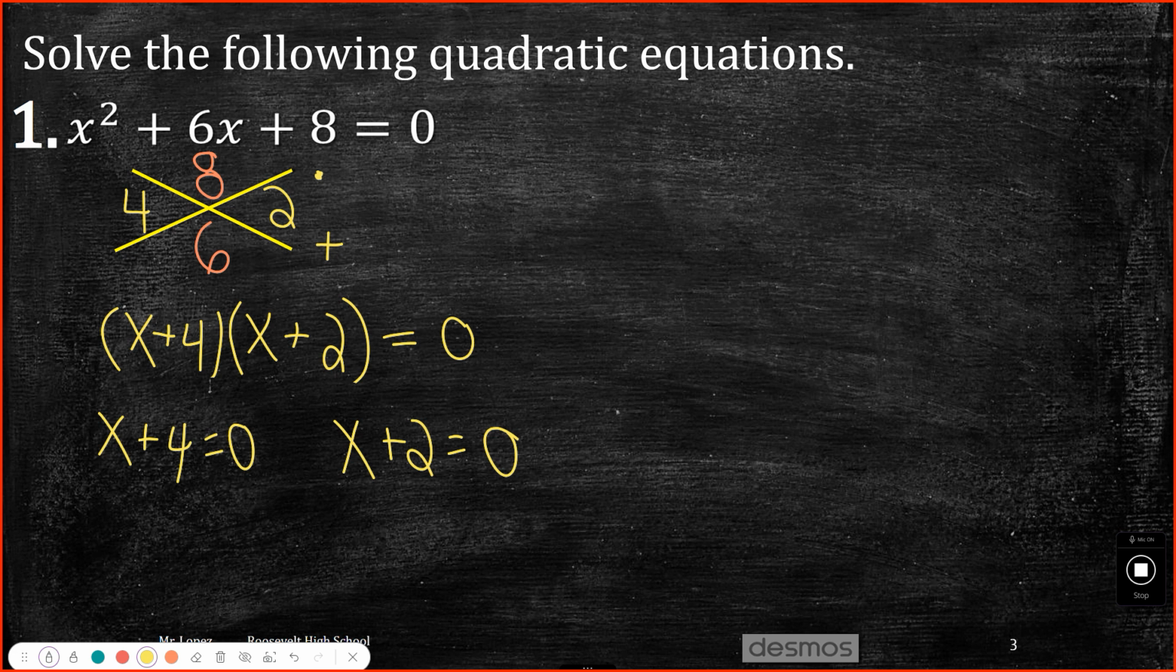So we got two equations. How do I solve this first equation? What do I do? How do I get the x by itself in this first equation here? Minus 4 from both sides. Yes? So x is equal to negative 4. How about this one? What do I do here?